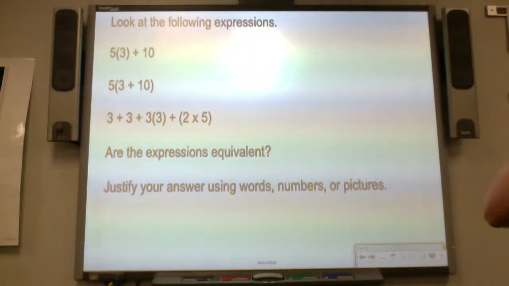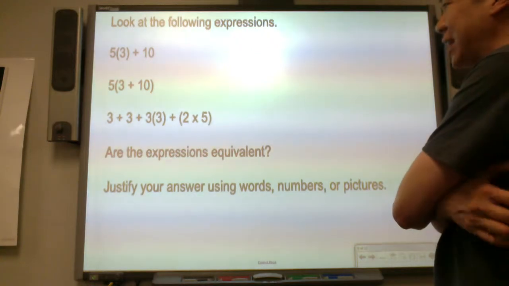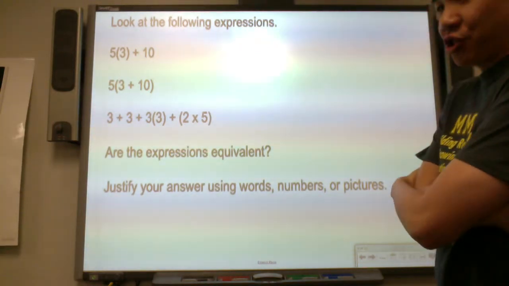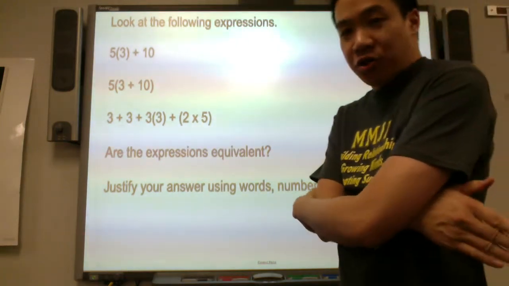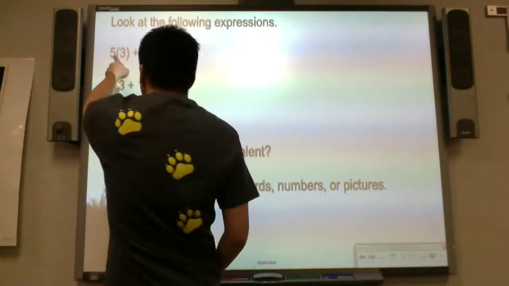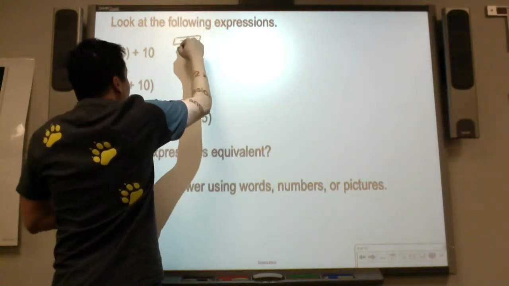Let's go to our next statement. Now look at the following expression. Are these equivalent? You can either use words, numbers, or pictures. First of all, I'm going to do it with pictures. Then I'm going to go back and do it with numbers. So let's do the first one. You have 5 groups of 3.